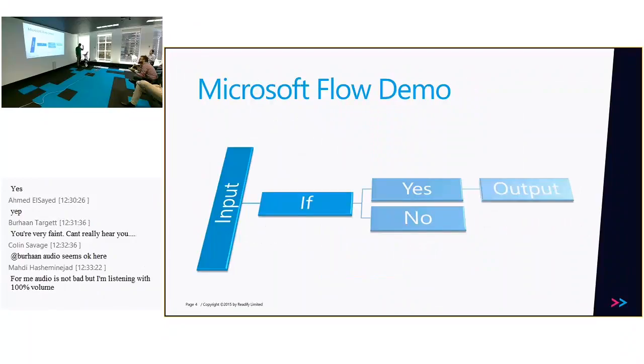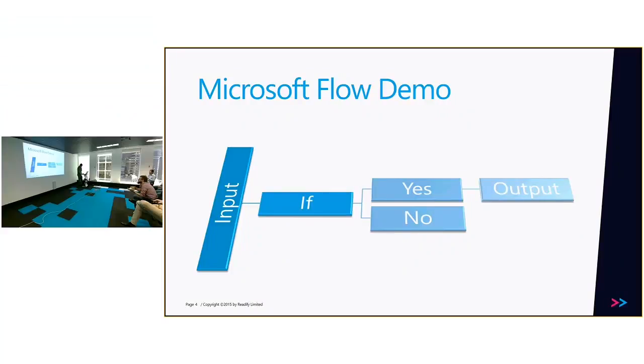So just to create an example, this is the demo that I'll show. That's the diagram that this demo has. It has an input. Basically, you do a decision over that input, and if it is yes, you have an output. If it is no, just drop it, do nothing.